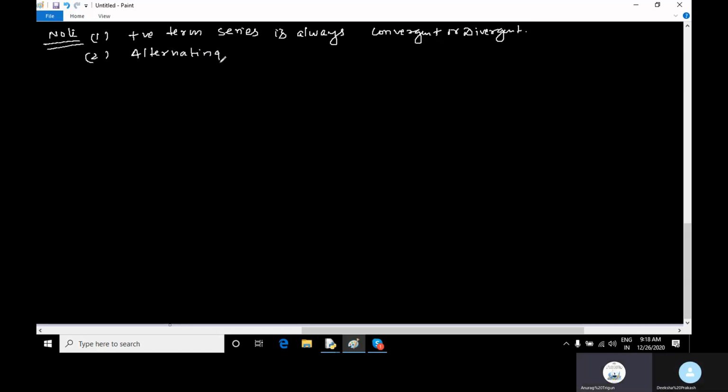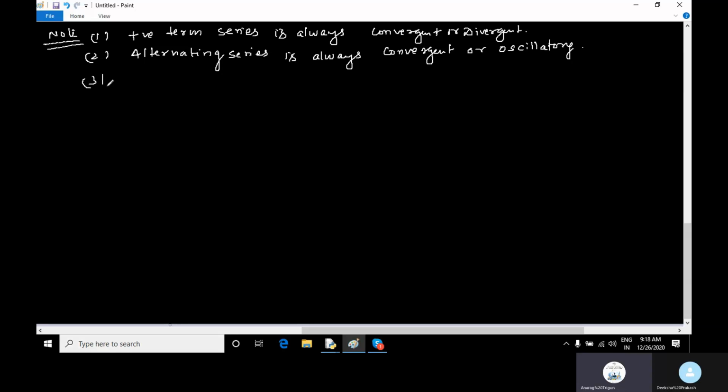An alternating series, whose sign alternates, right, is always convergent or oscillatory. You can write it here. It can't be divergent if you are given an alternating series.